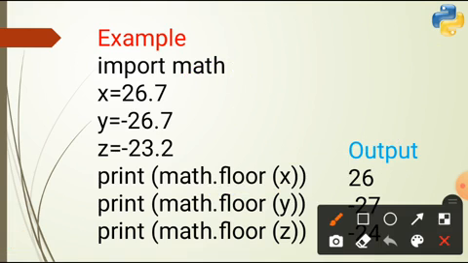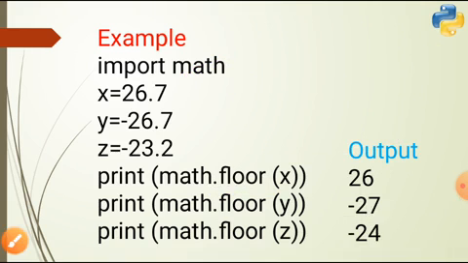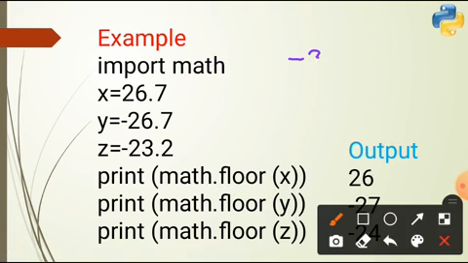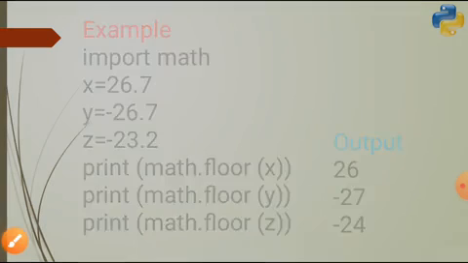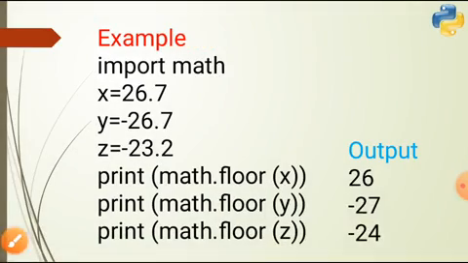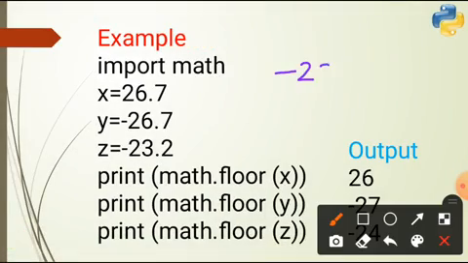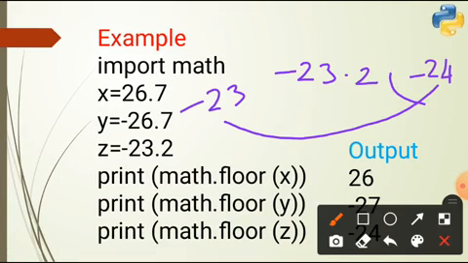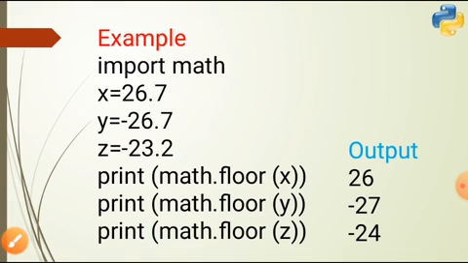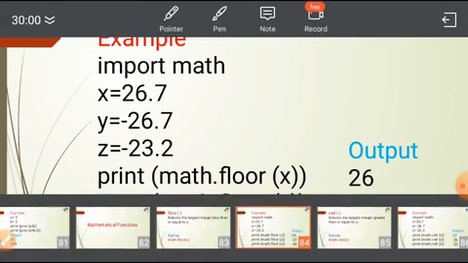Again, minus 23.2. It lies in between minus 23 and minus 24. Comparing these two, which one is least? Minus 24 is least. That is why the answer is given as minus 24. Next we move on to the ceil function. It is quite opposite to the floor function.